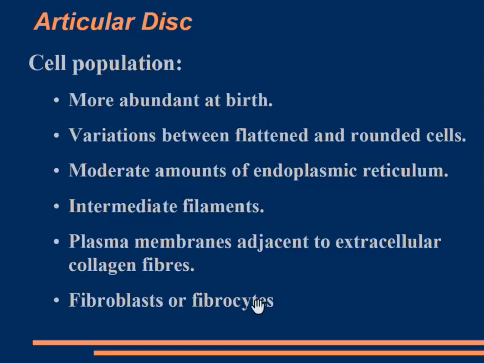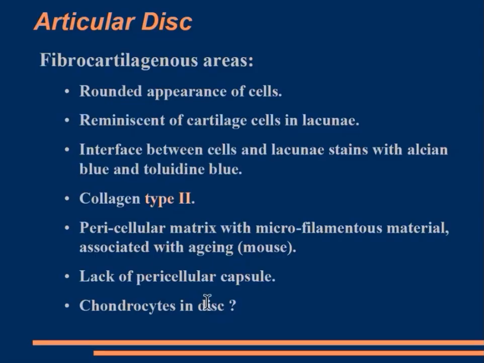Collagen fibers also can be seen inside of these fibroblasts or fibrocytes. You can see collagen bundles or fibrils of collagen that we have talked about much. Here, in the fibrocartilaginous areas inside the disc, we have a rounded appearance of cells, reminiscent of cartilage in lacunae, the fibrocytes, and we'll have interference between the cells and the lacunae that can be stained in different stains.